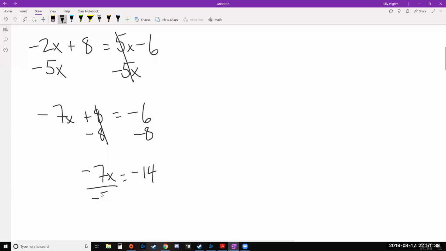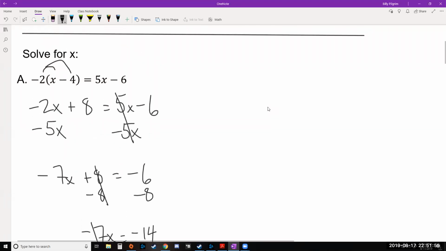We want to divide by everything that's not x, so the negative and the 7. Whatever we do to one side, we do the same thing to the other. So notice these divide out to give us 1, so essentially they go away. And we're left with x equals -14 over 7, which is +2. So that should be our answer.